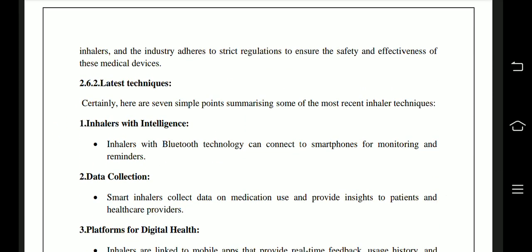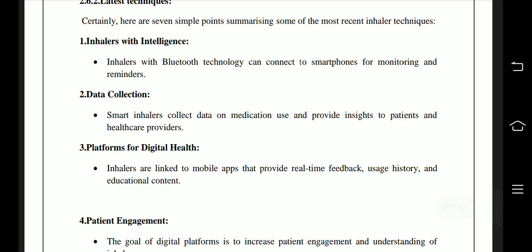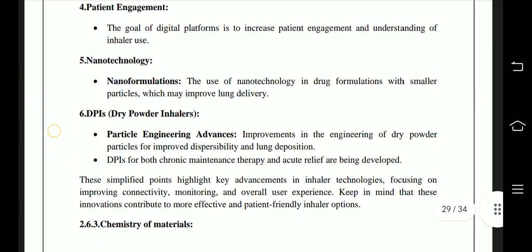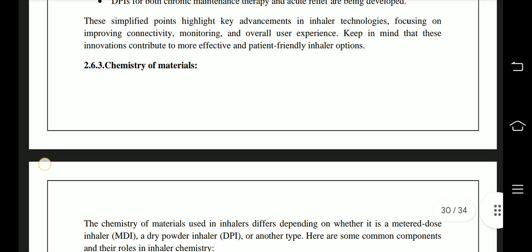Now I would like to discuss the latest techniques involved in inhalers. First one is inhaler with intelligence. Inhalers, data collection platform for digital health, patient engagement, nanotechnology, dry powder inhalers. These simplified points highlight key advancements in inhaler technologies, focusing on improving connectivity, monitoring, and overall user experience. Keep in mind that these innovations contribute to more effective and patient-friendly inhaler options.